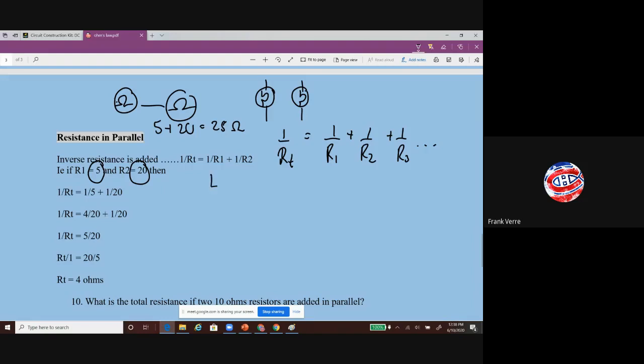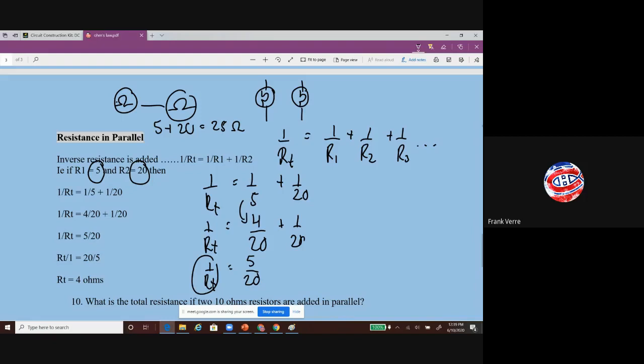That would mean that 1 over RT is 1 over 5 plus 1 over 20. Now, when you do that, you can't add these yet because we need a common denominator, but 4 out of 20 is the same as 1 out of 5. So that gives us 1 over RT is 4 plus 1 is 5 over 20. And then what you do is you flip it, okay? Because you don't want 1 over RT, you want RT. So what we do is we flip it.